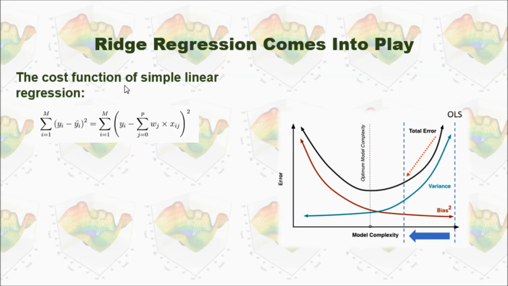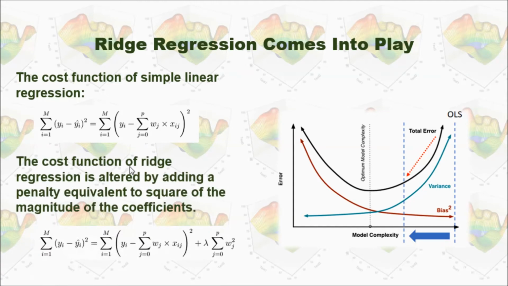This is the cost function of simple linear regression. With simple linear regression, we only care about the difference between our experimental data and our calculated data value. Let's take a look at the cost function of ridge regression. You can see this part is the same between simple linear regression and ridge regression. But for ridge regression, we have an extra term here.